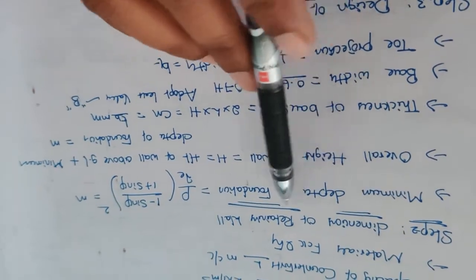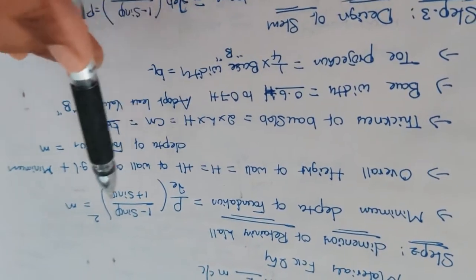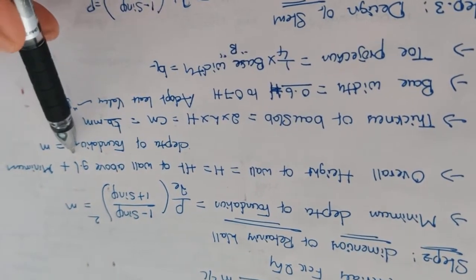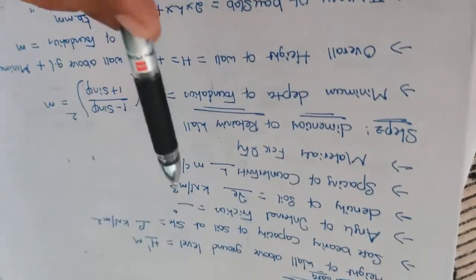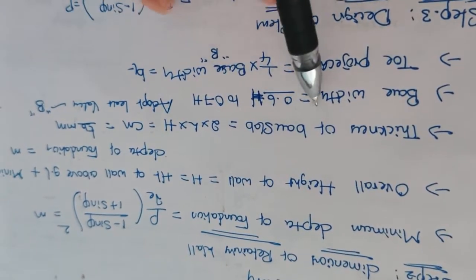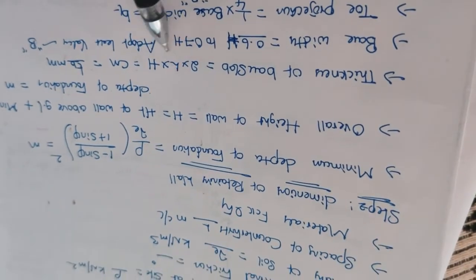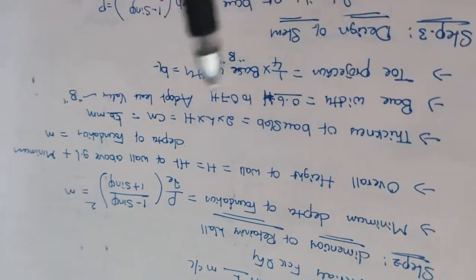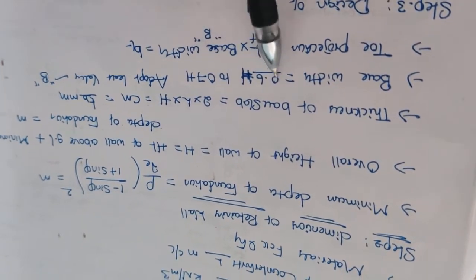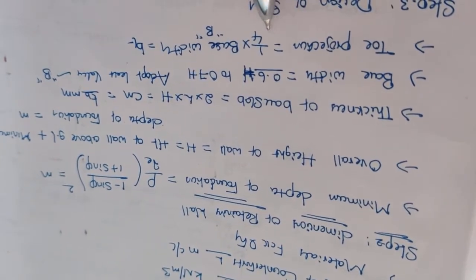The next one is step 2, dimensions of the retaining wall. First, the minimum depth of the foundation as per Rankine's theory, and the overall height of the wall H is equal to the height of the wall above the ground level plus the minimum depth of the foundation. Next is the thickness of the base slab, which is equal to 2 L by H. This L is the spacing of the counterforts. The base width is 0.6 H to 0.7 H; whichever is the least value, you adopt as the base width.